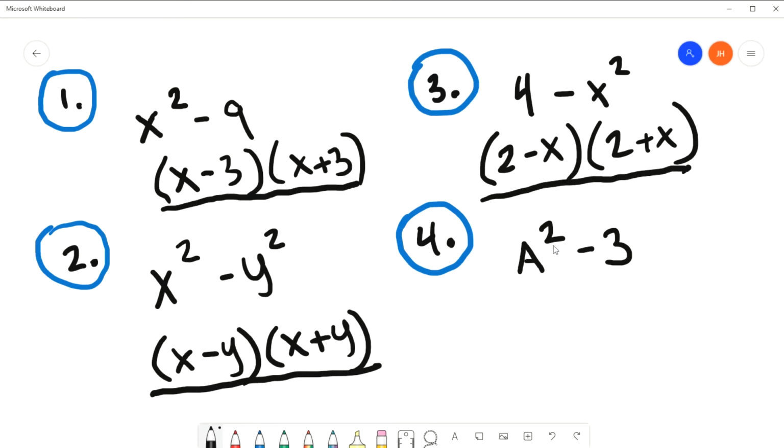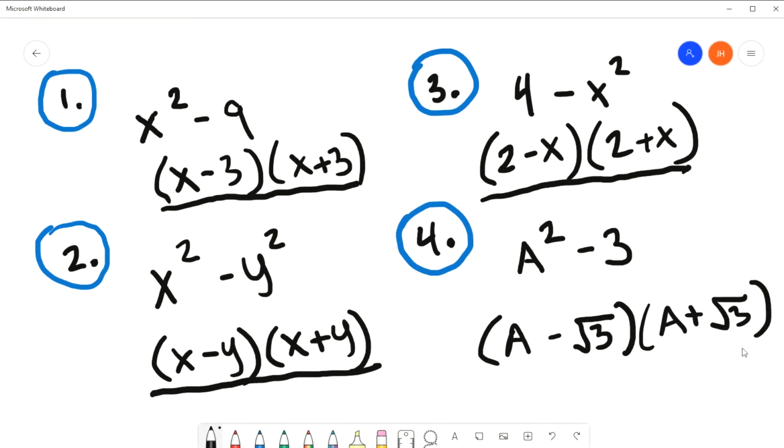Finally, number 4 here, this is kind of the tricky one. A lot of people don't think about it, but I don't actually need to have perfect squares to do difference of squares, right? The square root of a squared is a. What's the square root of 3? Well, it's square root 3. So this guy could actually technically be factored into a minus square root 3 times a plus square root 3. So that's another little trick there.